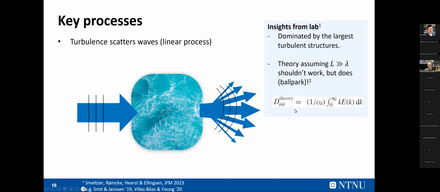So this is something I won't talk much about because I've talked about it before, but the scattering we and others have found is dominated by the largest turbulent structures, and to the extent that theory, which really should not work, because theory using ray tracing and WKB actually gives the right ballpark estimate of the diffusion of waves, which it has no right to work, but it kind of does.